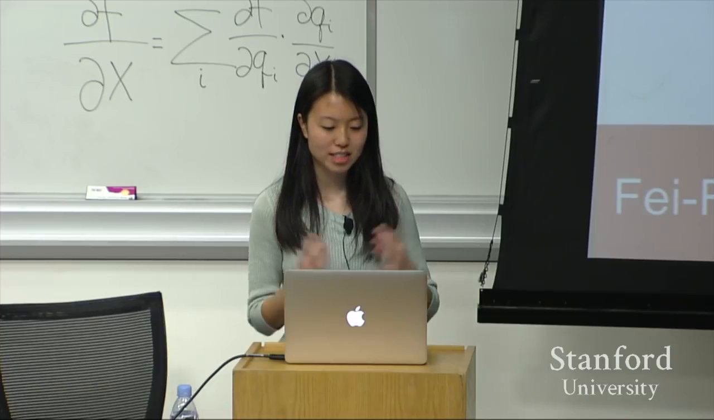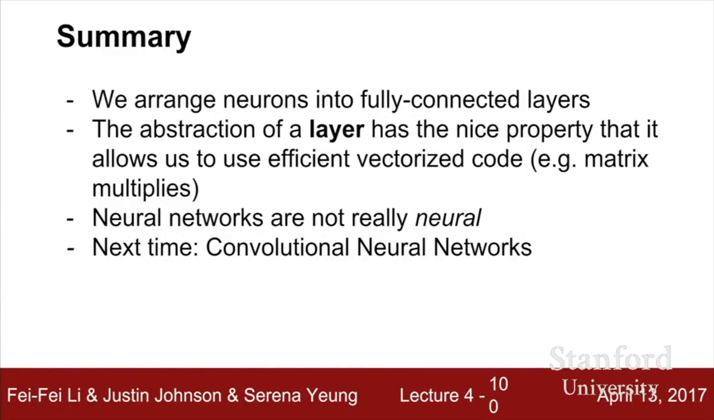Okay, so just to summarize, we talked about how we can arrange neurons into these computations, right, of fully connected or linear layers. This abstraction of a layer has a nice property that we can use very efficient vectorized code to compute all of these. We also talked about how it's important to keep in mind that neural networks do have some analogy and loose inspiration from biology, but they're not really neural. I mean, this is a pretty loose analogy that we're making.